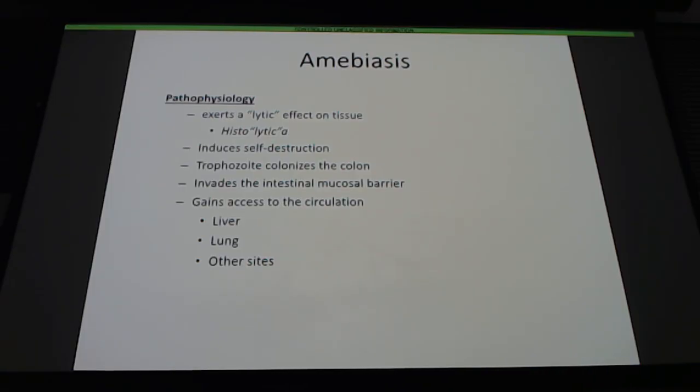That trophozoite colonizes the colon, where it hangs out for a bit. It invades the intestinal mucosal barrier when we're talking about amoebic liver abscess. Once it invades the intestinal mucosal barrier, it gets into your portal system, makes its way up into your liver, and that's where it creates your liver abscess. Can it go anywhere? It can go anywhere it wants, but in this case, most commonly, we're going to talk about it invading the liver.